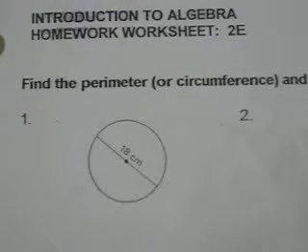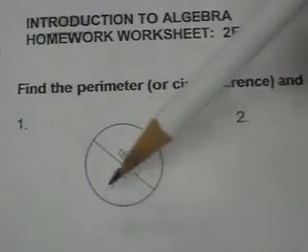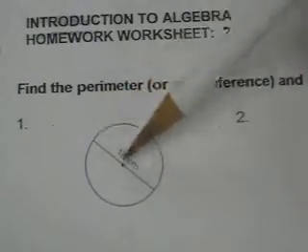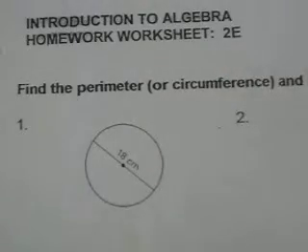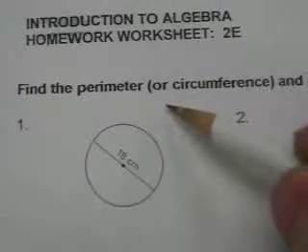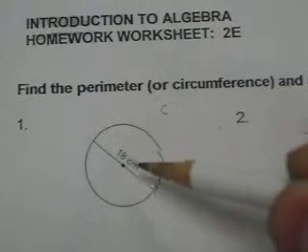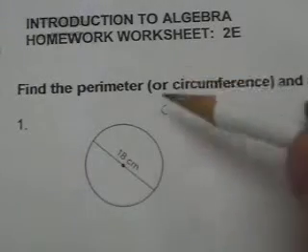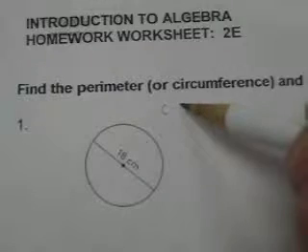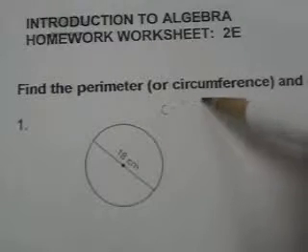So on numbers 1 and 2 we're given circles. On number 1 we have the diameter of the circle given to us here. Okay, so first of all, if we want to find the circumference, again, we can't find area or perimeter of a circle, we can only find circumference of a circle. So circumference is going to be pi times diameter.